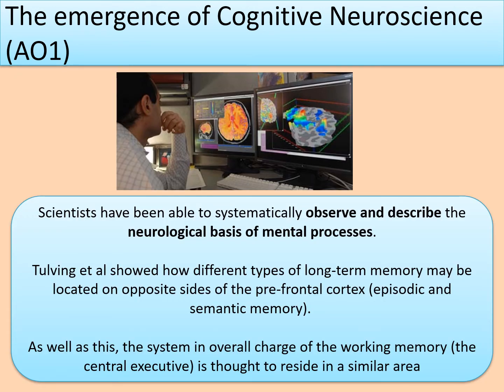So there was a researcher called Tulving who showed how different types of long-term memory may be located on opposite sides of the prefrontal cortex, so your episodic and semantic memories. And as well as this, the system in overall charge of the working memory, the central executive, is thought to reside in a similar area. And they've done this through the use of cognitive neuroscience, through the scanning techniques.